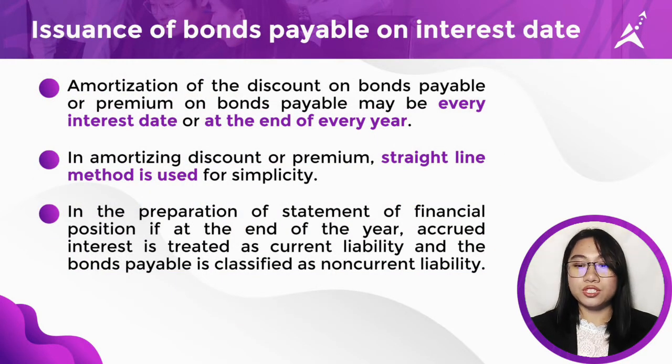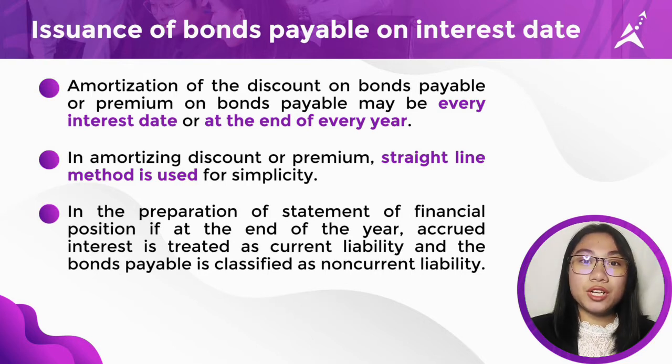Let's go to our issuance of bonds payable on interest date. In the issuance of bonds on interest dates, premium on bonds payable or discounts on bonds payable may be amortized at the end of the year or usually every interest date. When the bonds are issued and the payment of interest falls on the balance sheet dates, it would be less complicated because the accrual of interest is not needed. However, if the interest dates fall on a date different from the balance sheet dates, interest will then be accrued in its proper periods. Moreover, the journal entry for the next payment of the interest will include the accrued amount recorded on the balance sheet date, which will result in the presentation of the statement of financial position as part of current liability along with the bonds payable treated as a non-current liability.